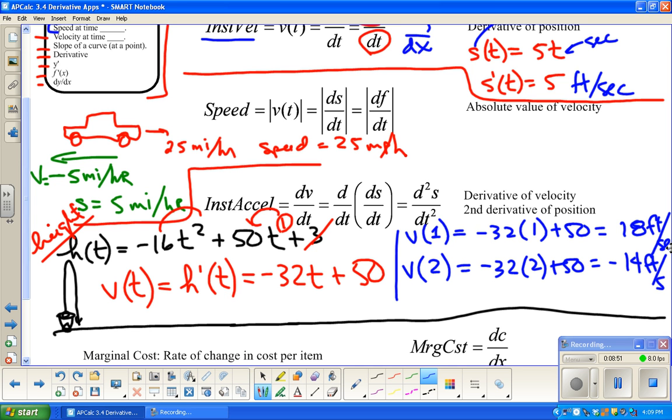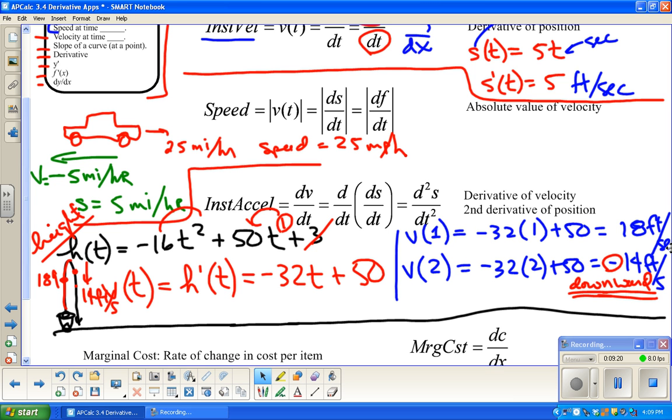So what is the significance of that negative? Well, that means it's going down now. It's pointing down. So this thing went up, and on the way up, 1 second in, it was going 18 feet per second upward. Then on the way back down, it was going 14 feet per second downward.